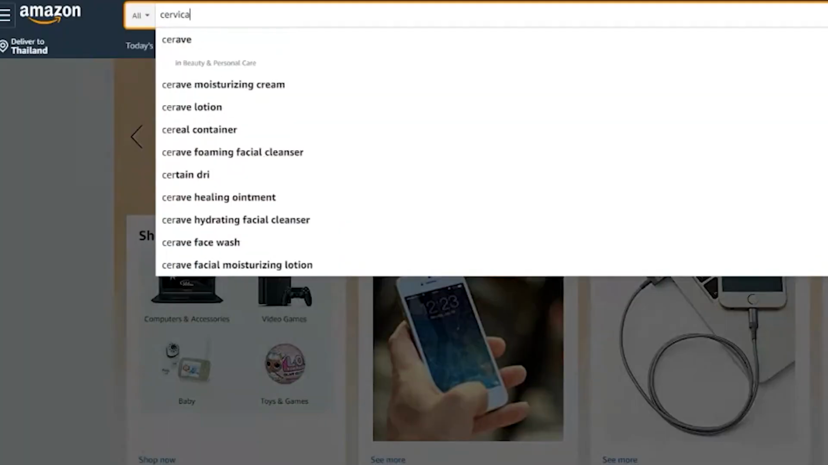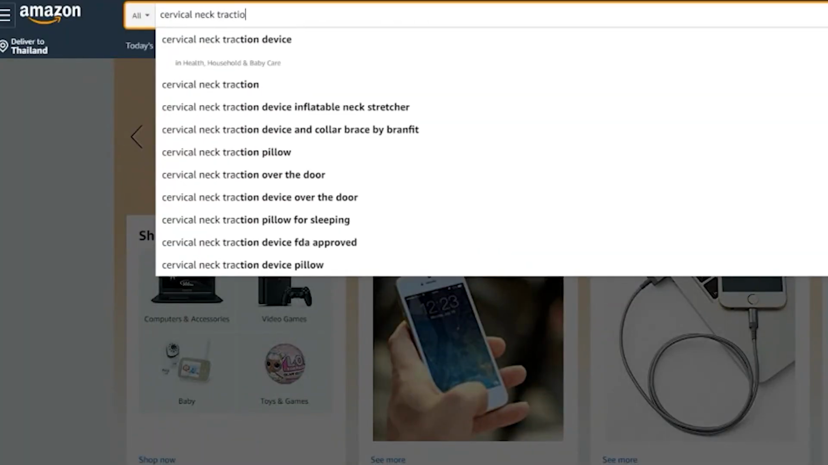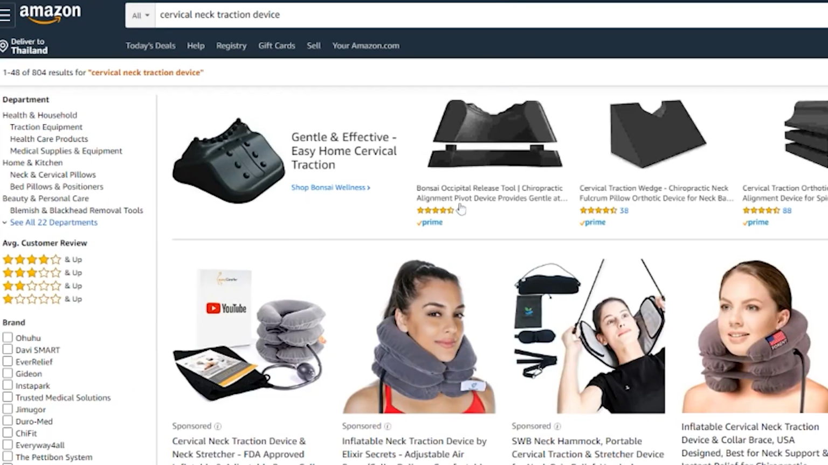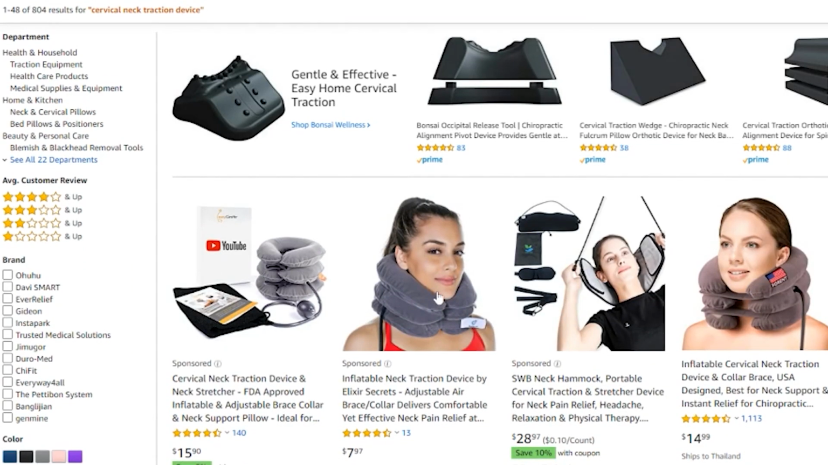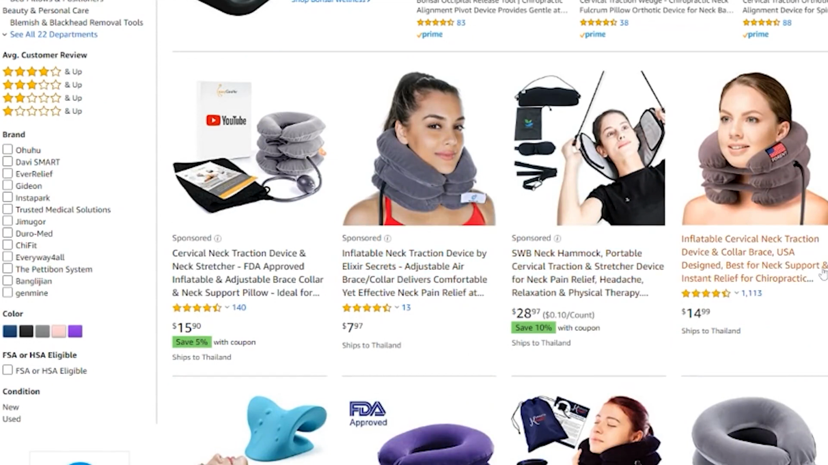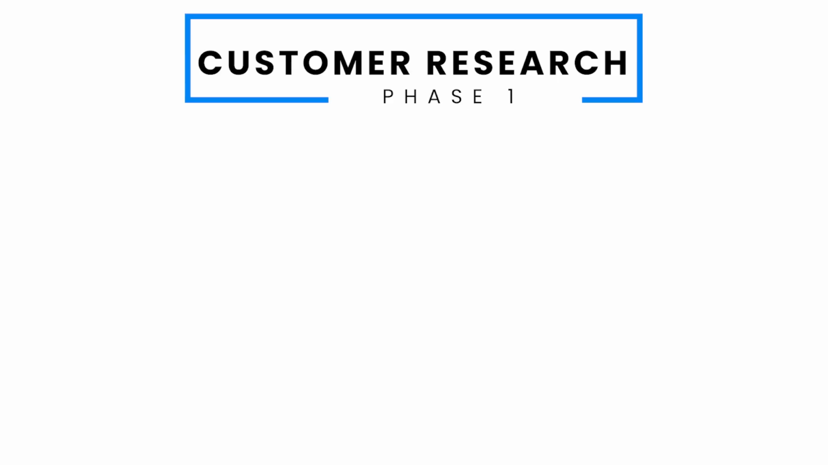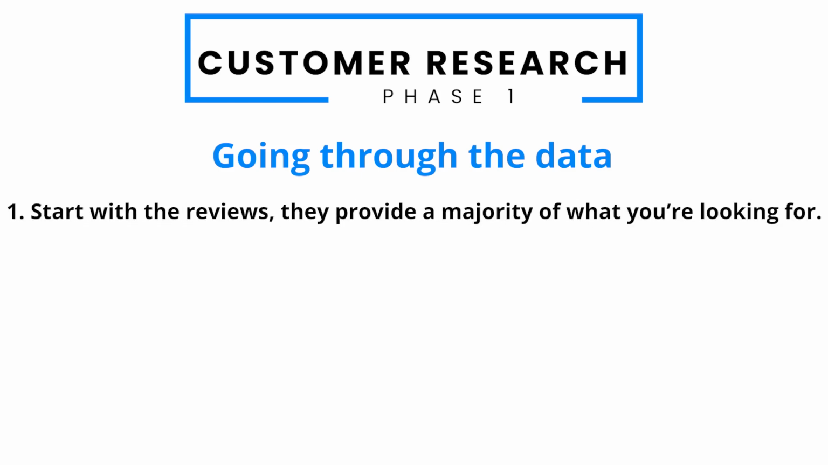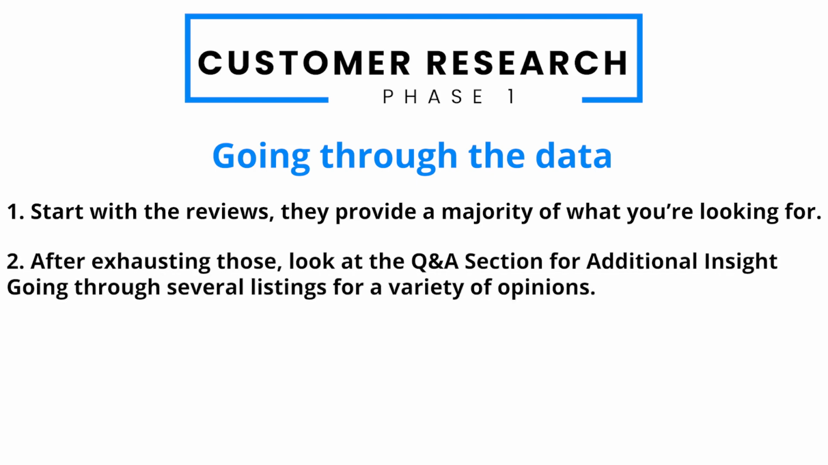In this case, the neck device was easy to find using some keywords to describe its purpose. By looking up cervical neck traction device, I was able to find a bunch of different listings. After finding a few listings for your product, it's time to go ahead and start sifting through the data and find the 4 key points outlined earlier. We recommend starting with the reviews, as they will generally provide a majority of the things that you're looking for. After you've exhausted those, you can also look at the Q&A section for additional insight.